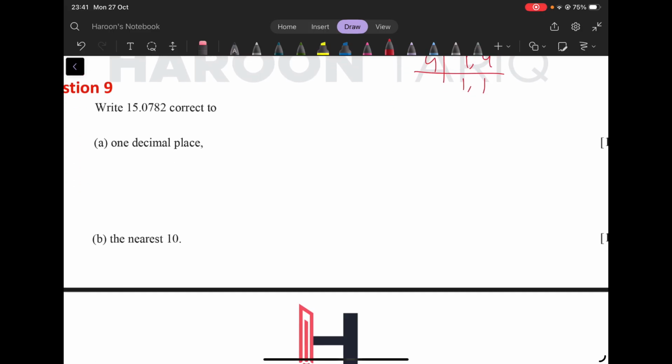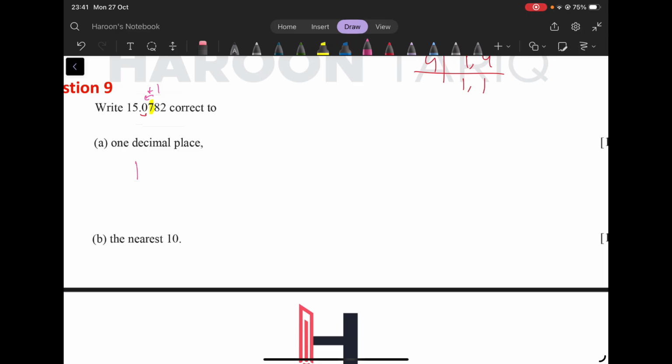Now write this correct to one decimal place. My first decimal place is this 0. I'll have a look at the next decimal place. So 7 is my next decimal place, the second decimal place basically. If this is 5 or greater than 5, then I add 1 to the previous digit, which it is. So 7 is greater than 5, so I'll add 1 to the previous digit.